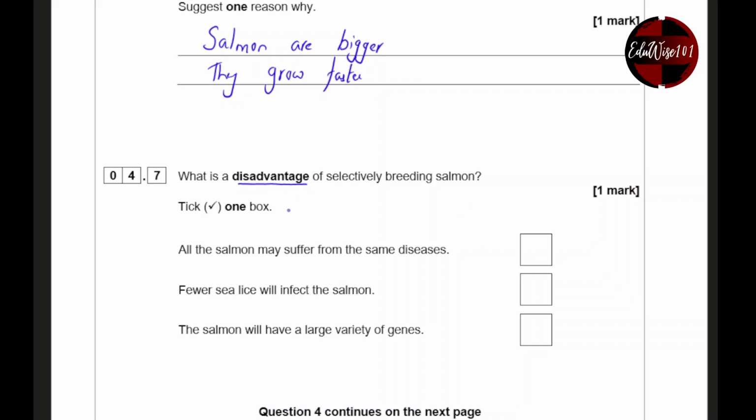So in the same way, what is the disadvantage of selectively breeding salmon? All the salmon may suffer from the same disease. That's true. If one salmon gets a disease and they're all identical in terms of resistance, they might be resistant to sea lice, but they might be prone to the same disease, right? Fewer sea lice will infect the salmon. That's not a problem for us. The salmon will have a large variety of genes. Well, it won't. If we selectively breed, then we are actually reducing the number of genes.